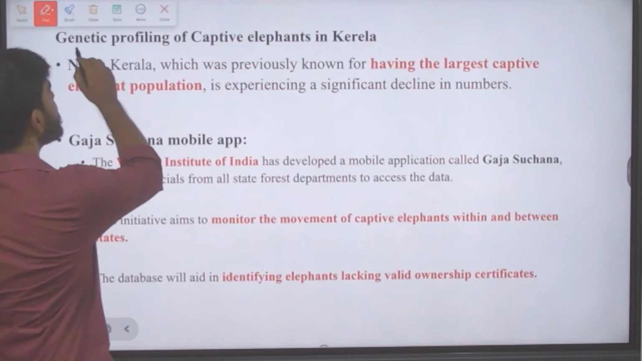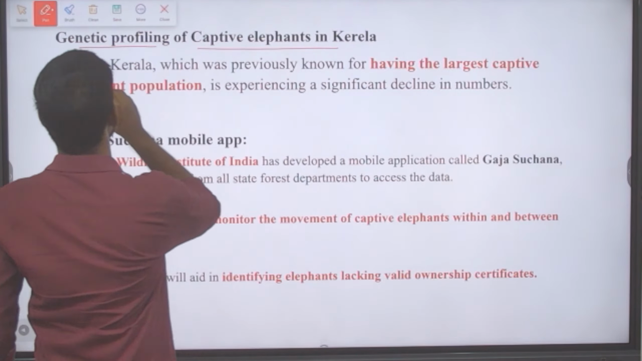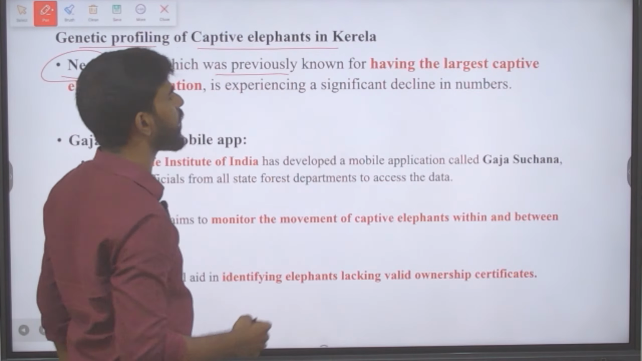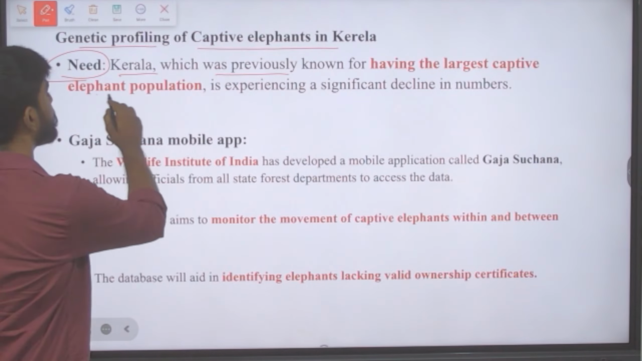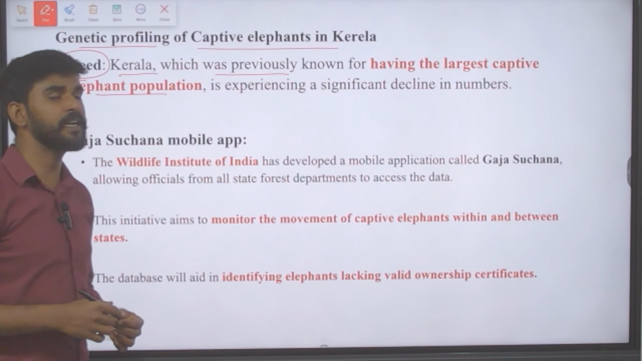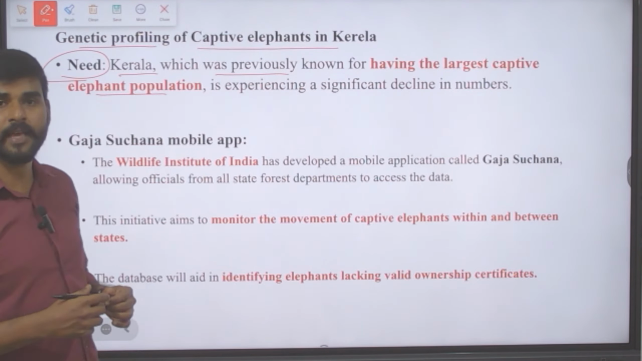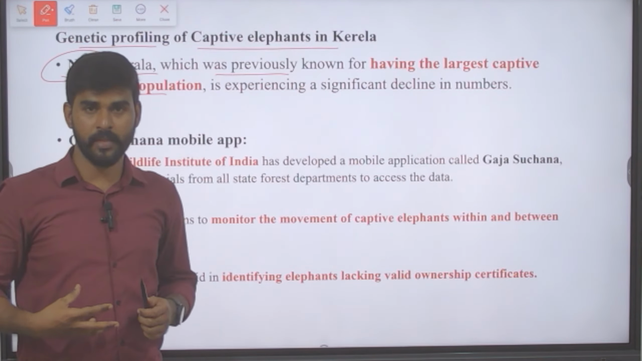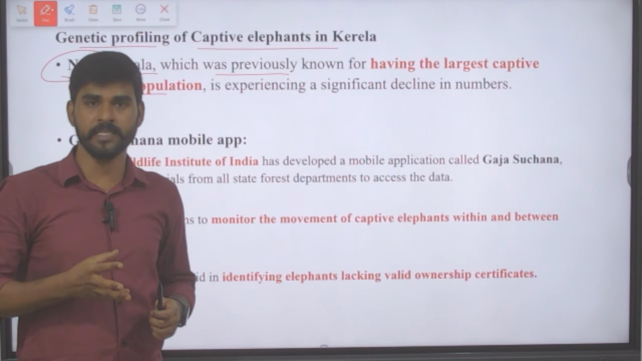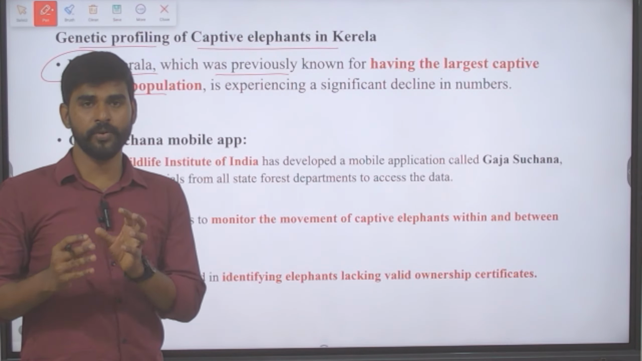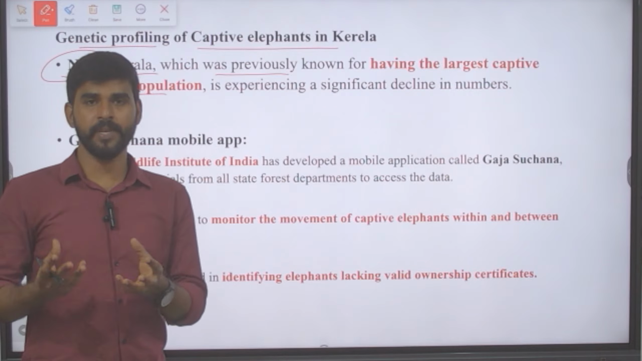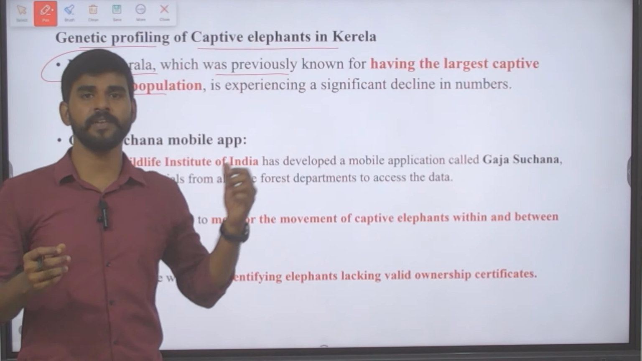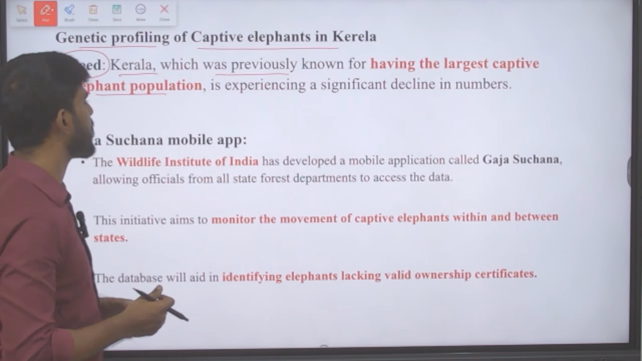Okay, now genetic profiling of captive elephants in Kerala. So what is the need for genetic profiling? That is because Kerala, which was previously known for having the largest captive elephant population, is experiencing a significant decline in numbers. This is the reason why they are going for genetic profiling, so that they know if there are any traits that are being carried from one generation to another, any disease, all these are to be assessed. So if we know a clear-cut idea of what is happening inside and what are all the changes that are happening at the gene and DNA level, then we can address it. Okay, so that is the reason why it is happening.